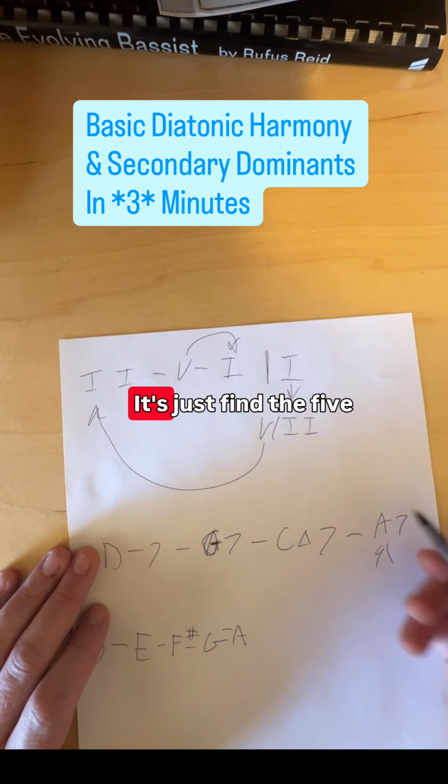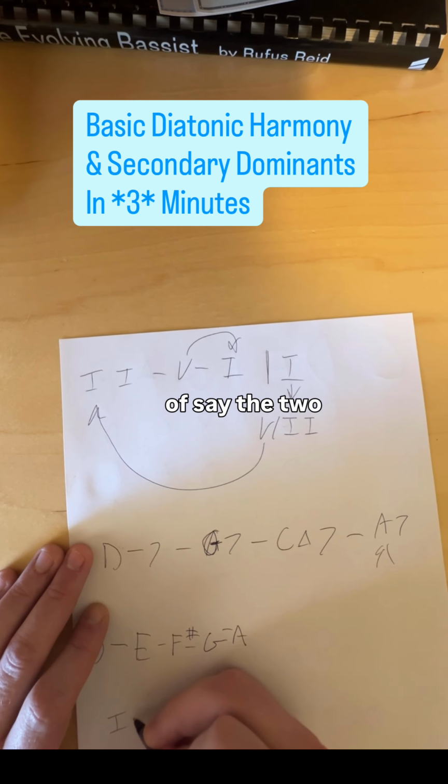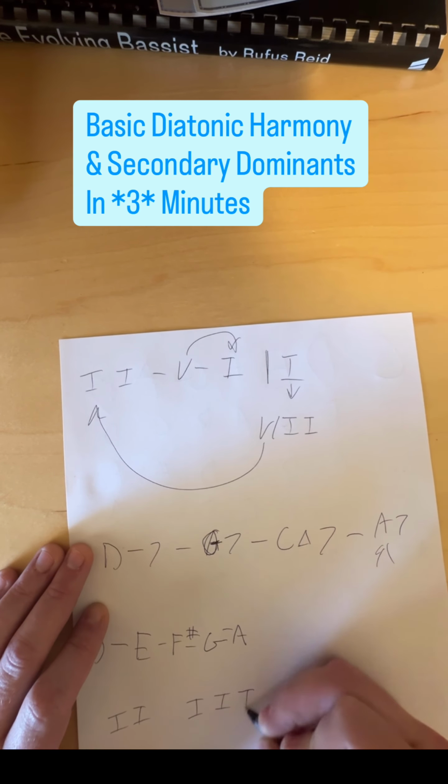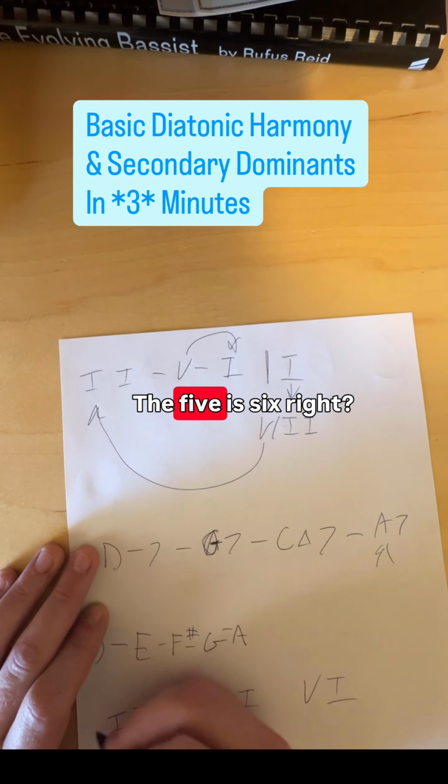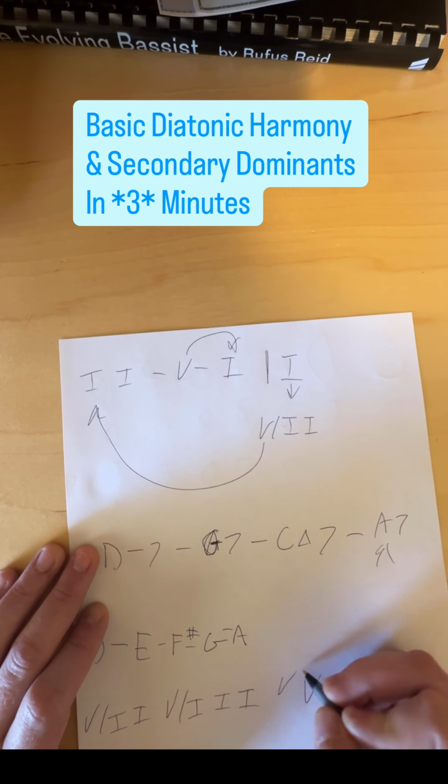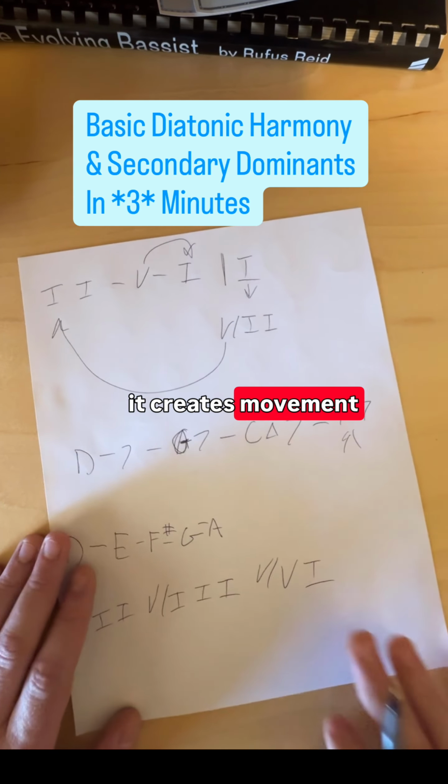That's all that is. It's just find the 5 of, say, the 2, or the 3, or the 6. The 6 is a common one. The 5 of 6 is a common one, right? And then add that in, and it creates movement towards that chord. That's all a secondary dominant is.